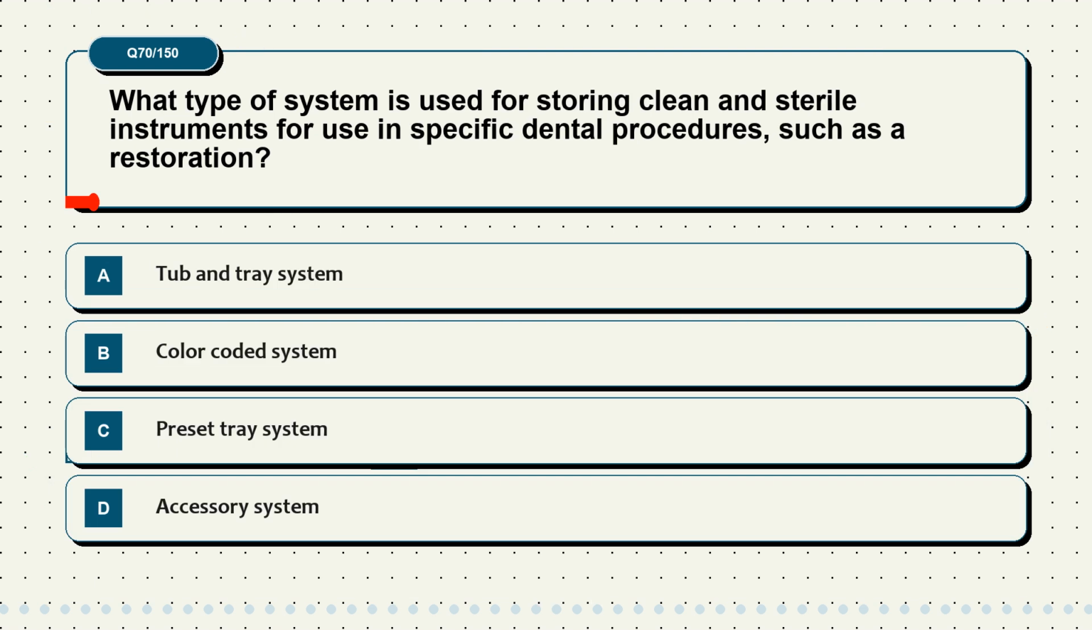Question 70. What type of system is used for storing clean and sterile instruments for use in specific dental procedures such as restoration? Here are the options. Option A. Tub and tray system. Option B. Color-coded system. Option C. Preset tray system. Option D. Accessory system.